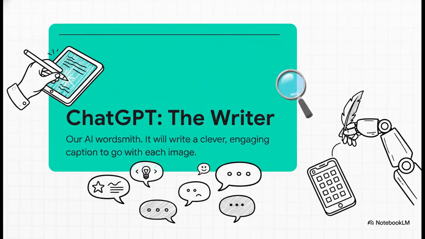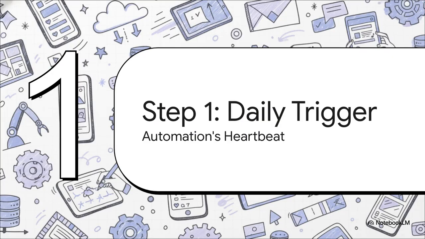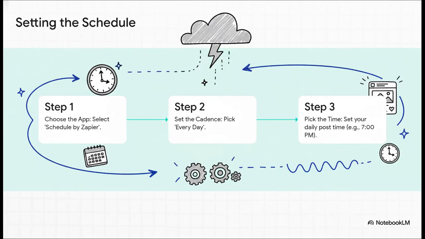Okay, our team is assembled. Let's get to work. Every good automation has to start somewhere, right? It needs a trigger to kick everything into motion. For us, that's just a simple daily schedule. You can think of it as the heartbeat of our whole content machine. And setting this up in Zapier is so easy. We just grab its built-in schedule app, tell it to run every day, and then we pick the exact time we want to post. Let's go at 7 p.m. And boom, just like that, step 1 is already done.